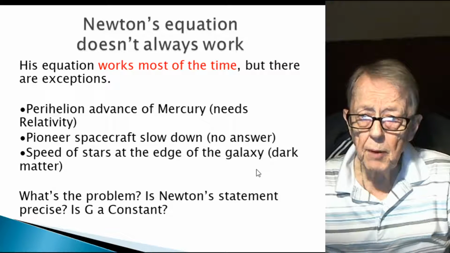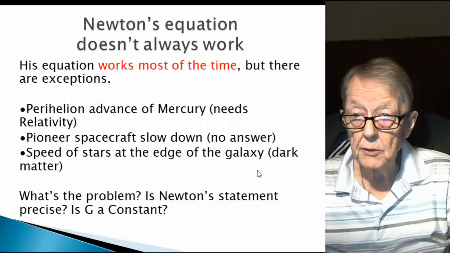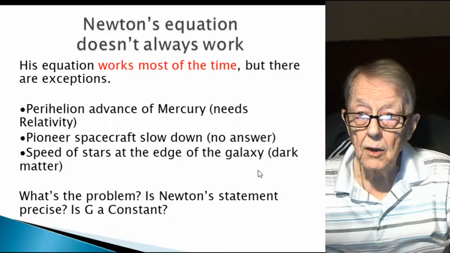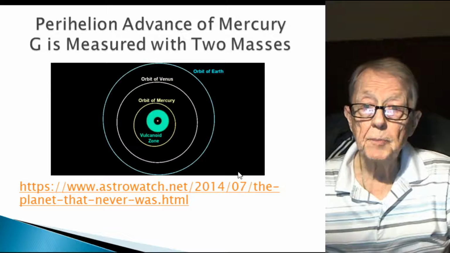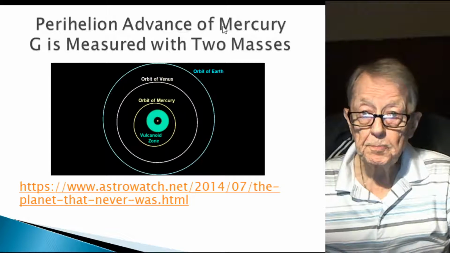So what's the problem? Is Newton's statement precise? Is G a constant? Which is it? Or do we even know the answer? Well, let's talk about the perihelion advance of Mercury.